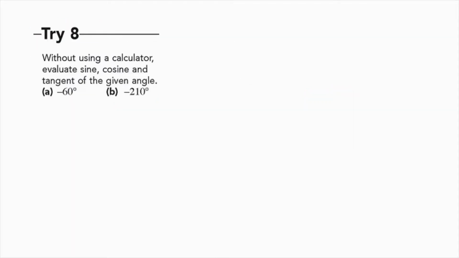Okay, after learning example 8, pause your video and take out your exercise book to do try 8. For try 8, without using a calculator, evaluate sine, cosine, and tangent of the given angle. A, negative 60 degrees. So draw your diagram. Where is negative 60 degrees? We learned that a negative angle means we are rotating in the clockwise direction. So negative 60 is here. So where is the reference angle?